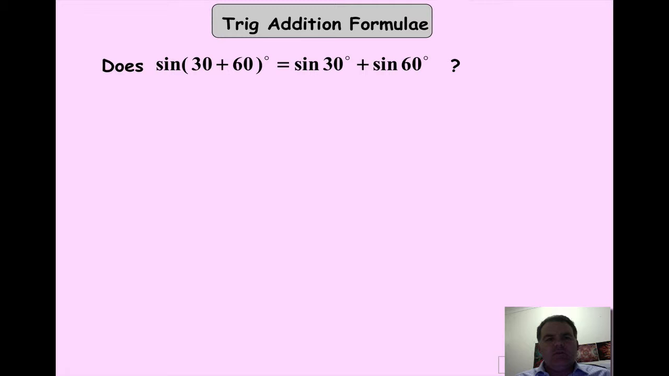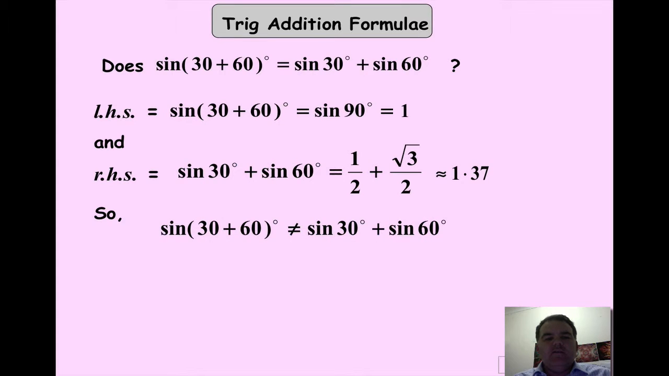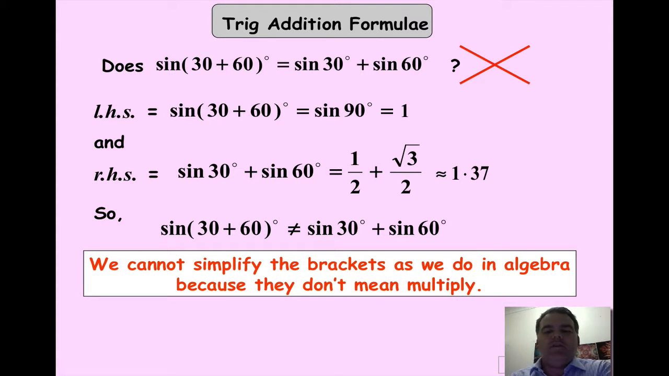So first thing to look at is, does sine of 30 plus 60 equal sine 30 plus sine 60? Like normally you'd expand brackets and you'd expect to see it like that. However, we quickly see that sine of 30 plus sine of 60, the right hand side of this equation, is not the same as sine of 90. So this does not work, unfortunately. It'd be nice if it did, but it doesn't. So we need another way of doing this.